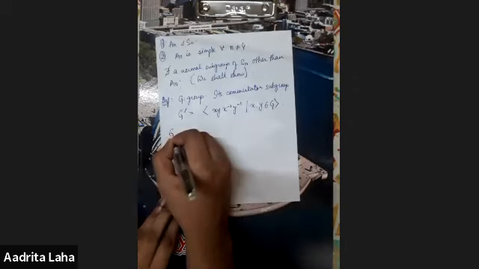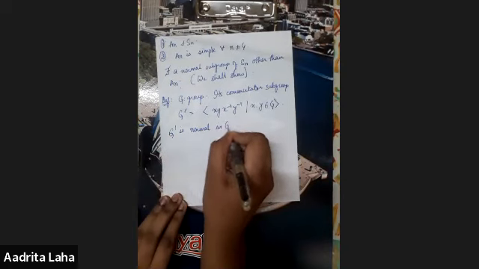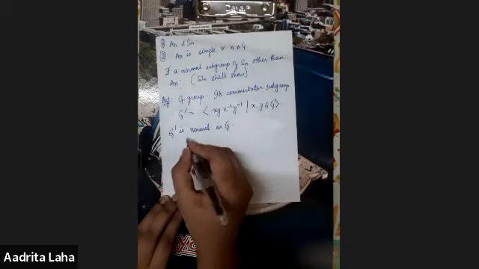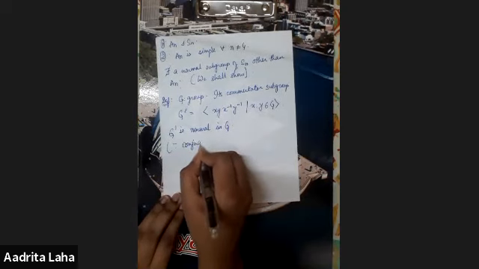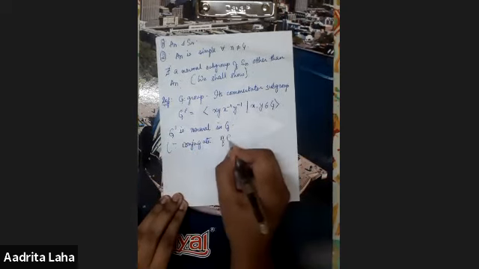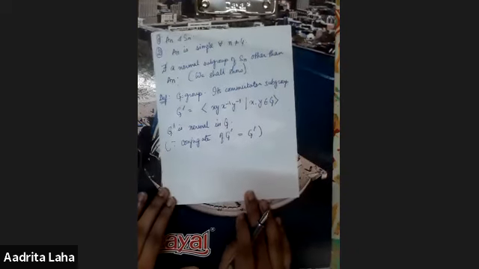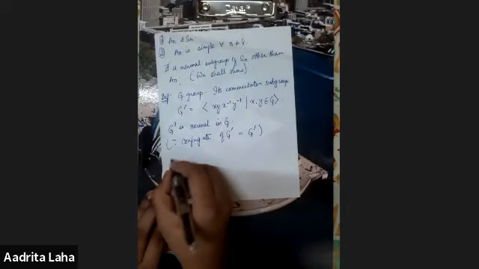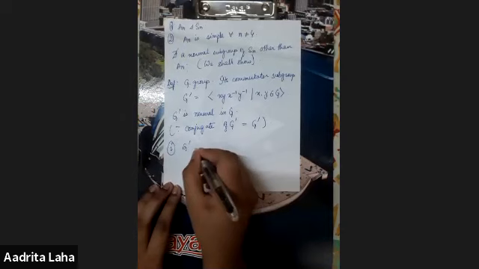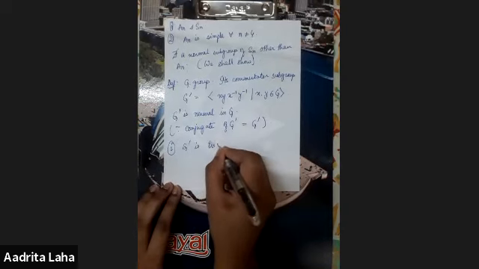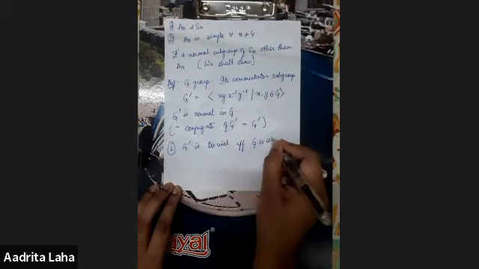So G prime is normal in G. This is because the conjugate of G prime is equal to G prime for any element. And we give these two propositions. So first, G prime is trivial if and only if G is abelian.